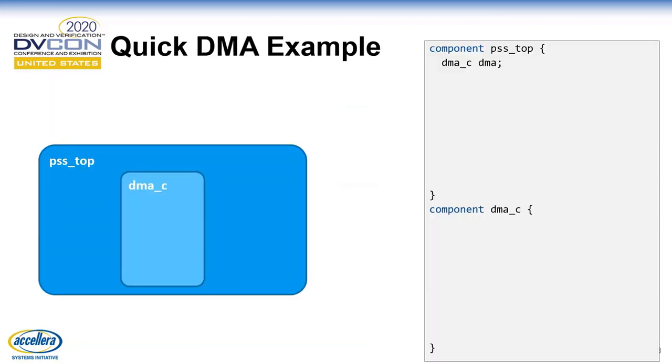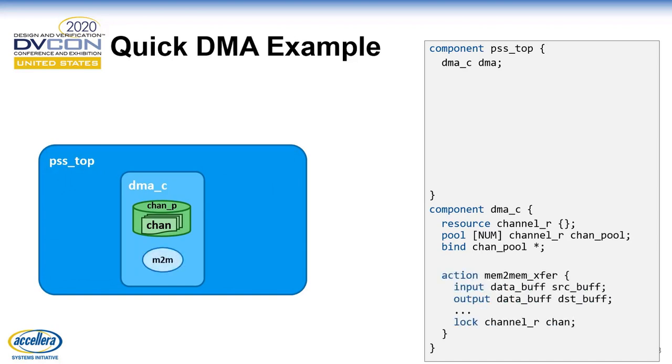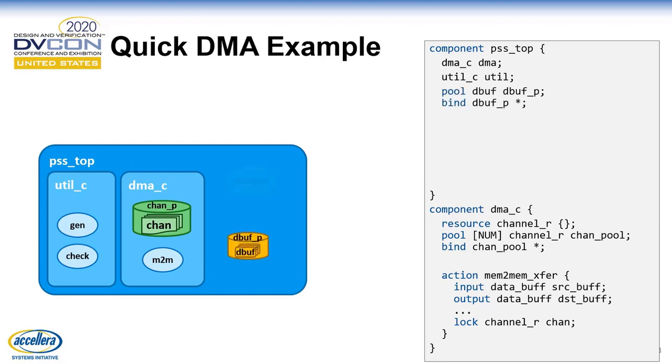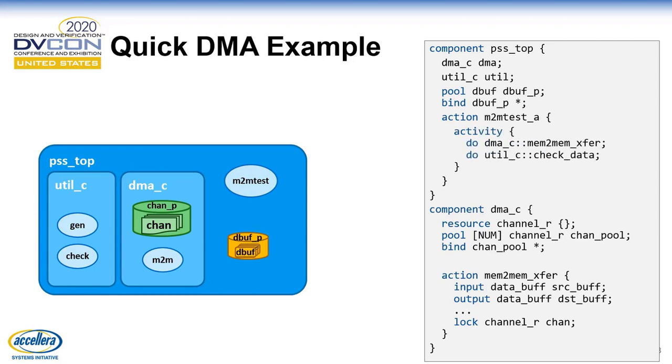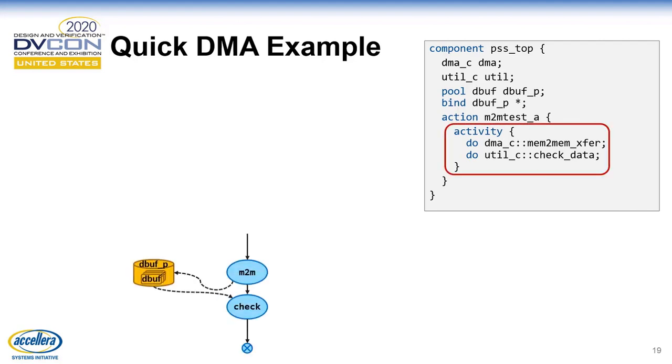So here's a quick example to show how that works. So we have a DMA component, has a resource of channels. It has an action that's going to do a mem-to-mem transfer. And I also have a utility component that's going to generate or check data. Right? And I have a data buffer pool up there, and I have an action in my top level, which is my test, which is going to do a memory-to-memory test. Right? And in that activity, what I'm going to do is a memory transfer, and then a check data. And we're not going to worry about what those things do specifically, but this is basically what I have. Right? So I have a mem-to-mem followed by a check, and they're sharing the data buffer through a pool.